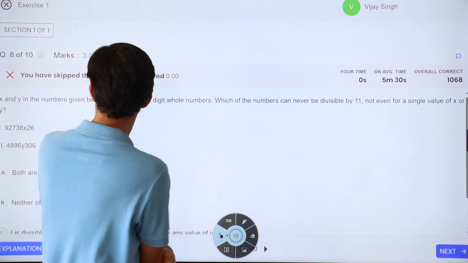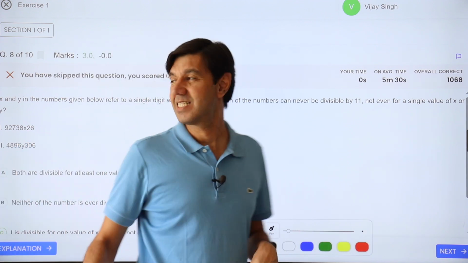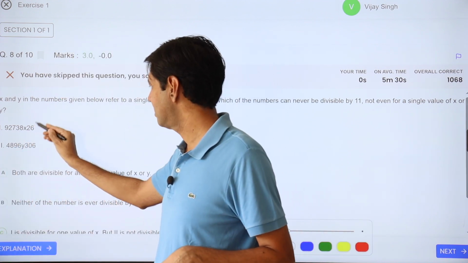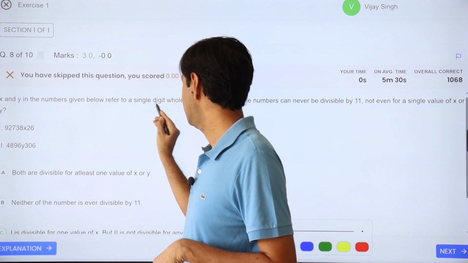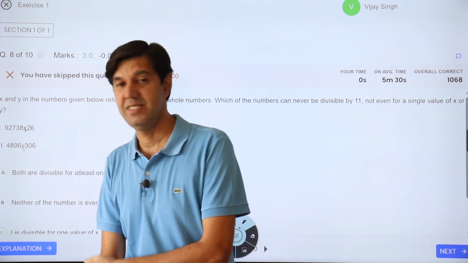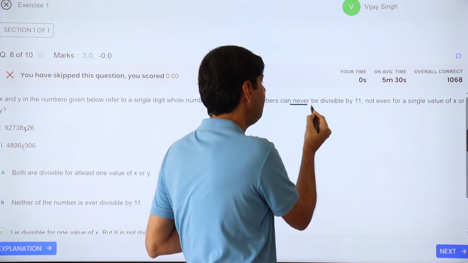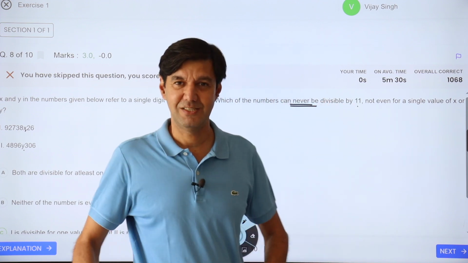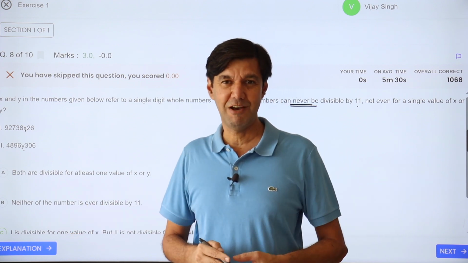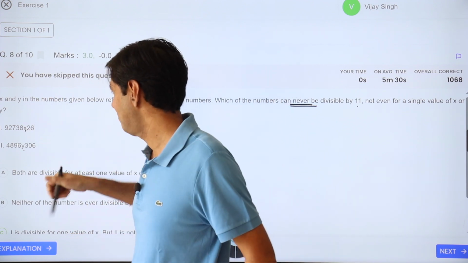Interesting, I think so. It's getting a little lengthy. Should we do it? Okay, let's do it. X and Y in the numbers below refer to single digit whole numbers. So digit, they could be 0 also. Which of the numbers can never be divisible by 11? So again, a simple question on the rule of 11. Good, we can practice the rule of 11. Rule of 11 does trouble.